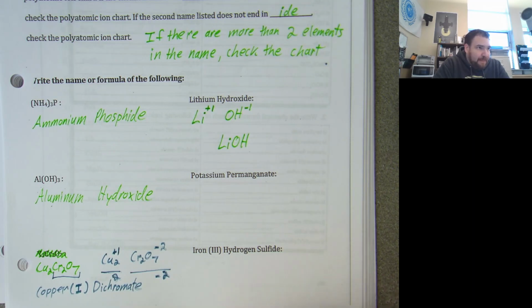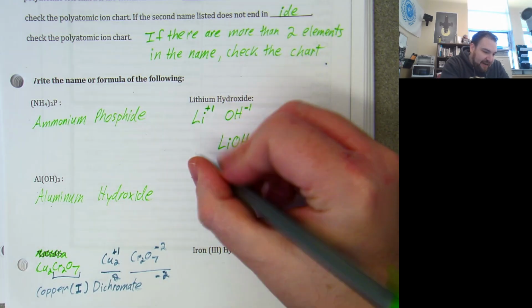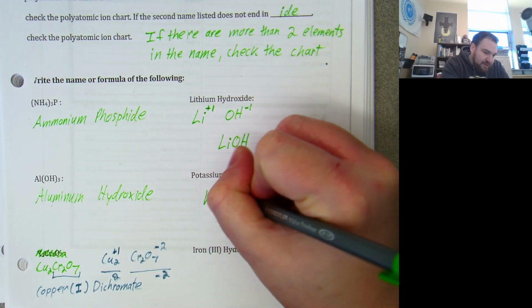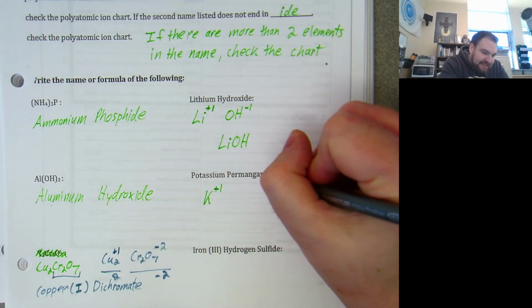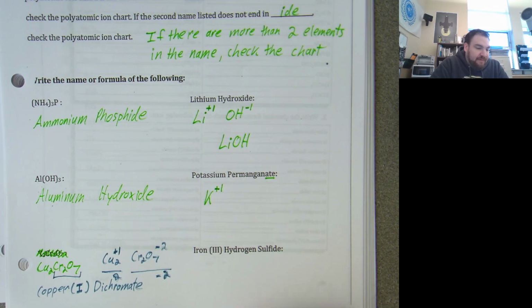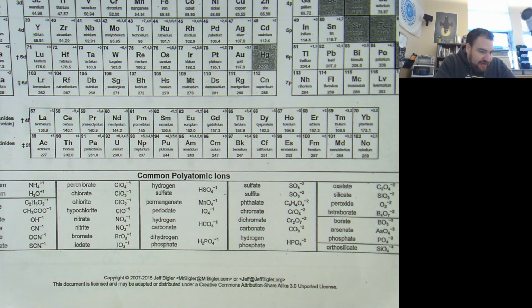Next one. Potassium permanganate. Potassium is K, with a charge of +1. Permanganate, that name ends in ATE. So if it ends in ATE, you immediately go look at the polyatomic ion chart. What the heck is permanganate? So let's take a look. Jedediah thinks it's MnO4. Can we find it?